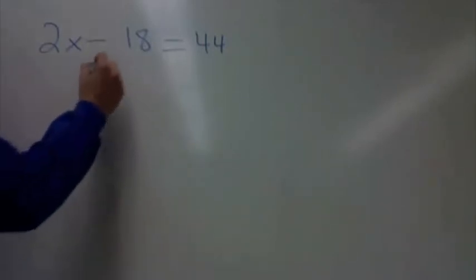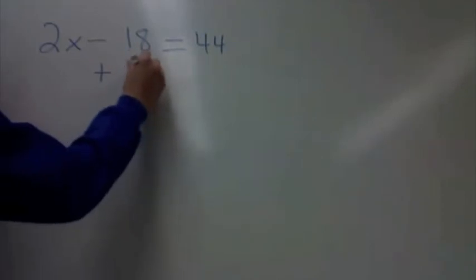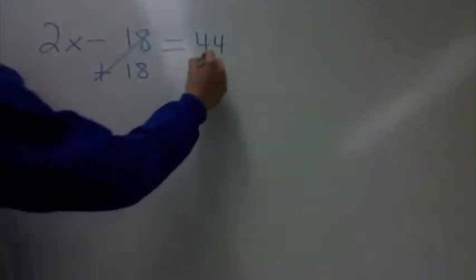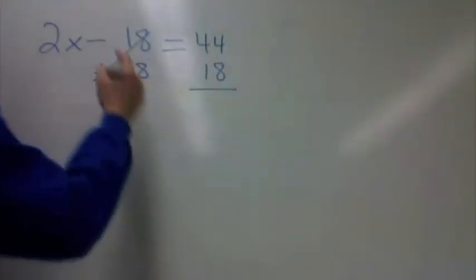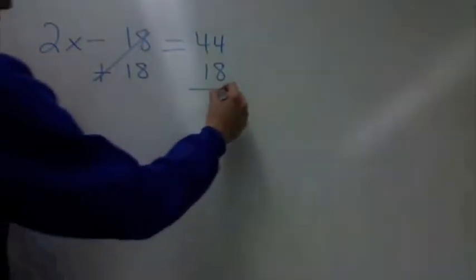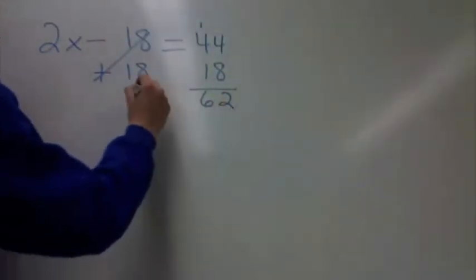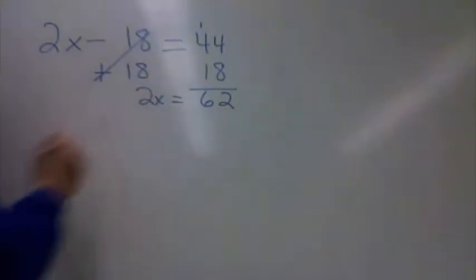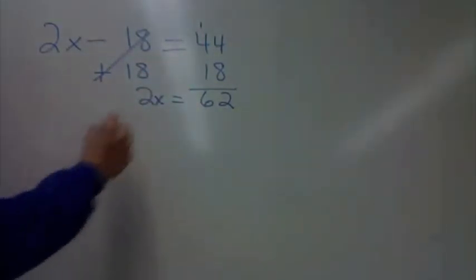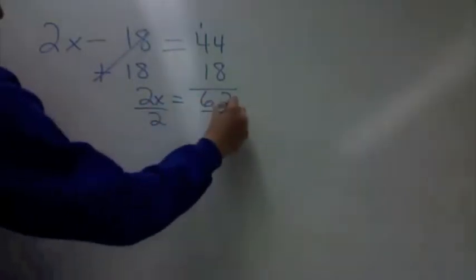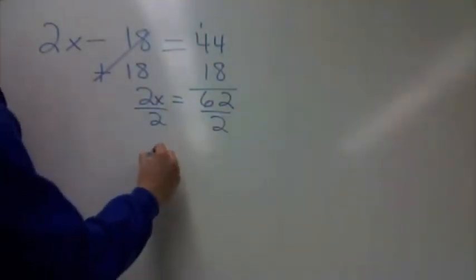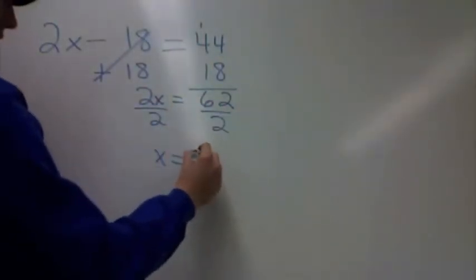First, we're going to add 18 to both sides. When we add 18 to both sides, it cancels out the minus 18. When we get here, 2 carry the 1 gives us 62. 2x equals 62. Now that we have that, we simply divide both sides by 2, and that gives us x equals 31.